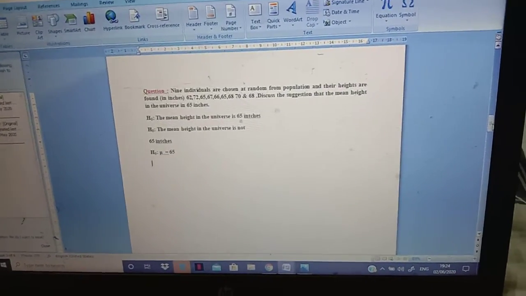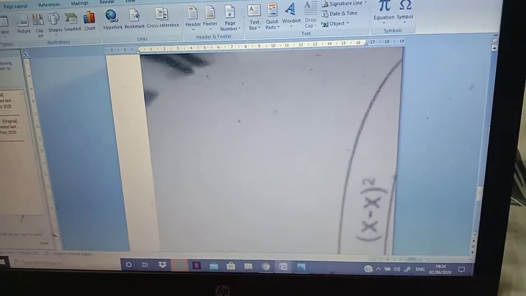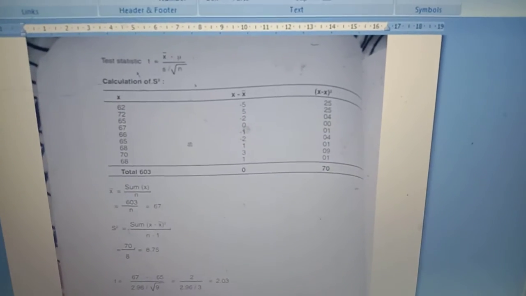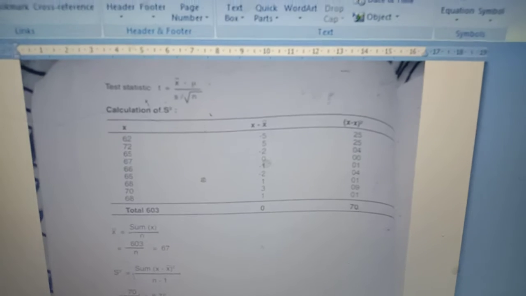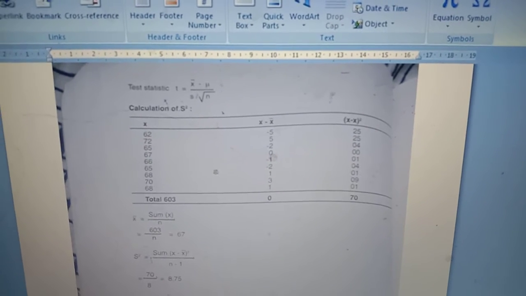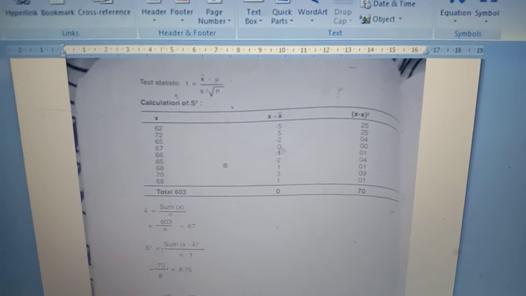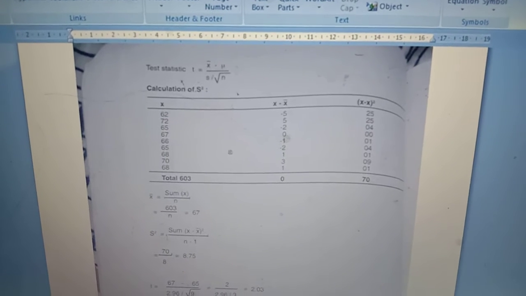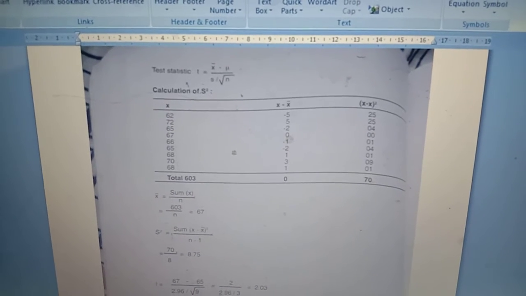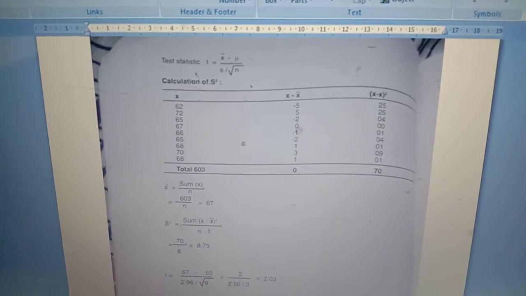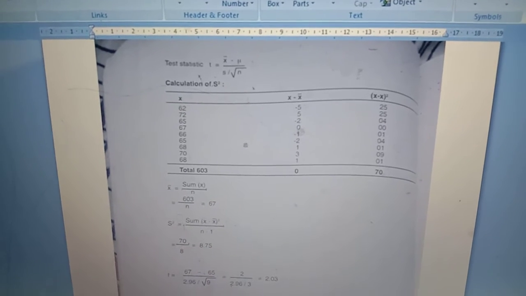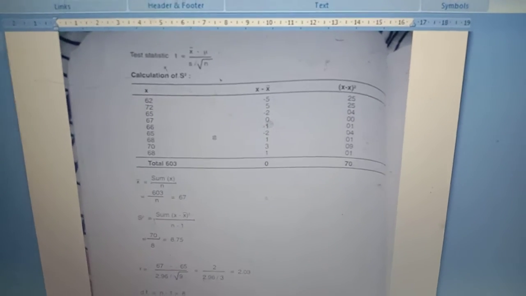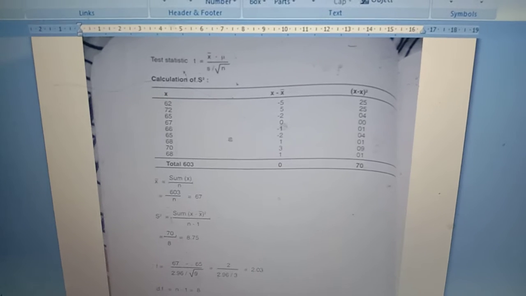Now let's see the solution of this example. You can see the formula for the t-test: t is equal to x bar minus mu, upon s divided by the square root of n. x bar is your sample mean. Remember, the population mean we always show with the notation mu, and the sample mean we show with the notation x bar.